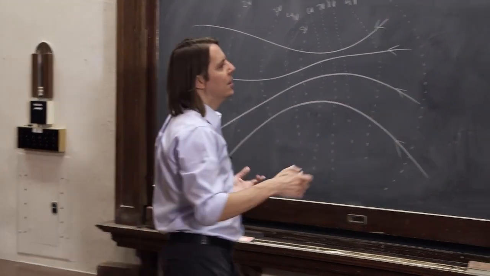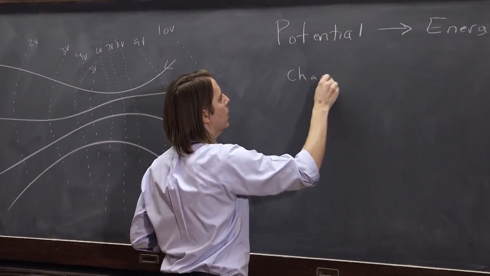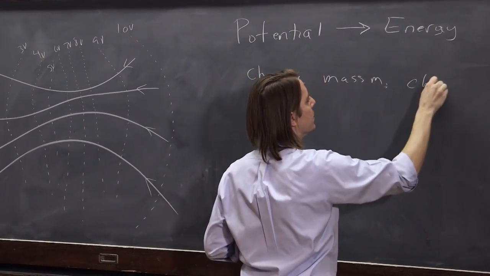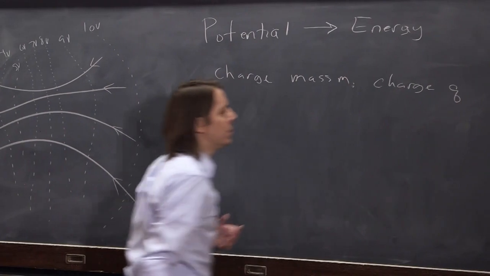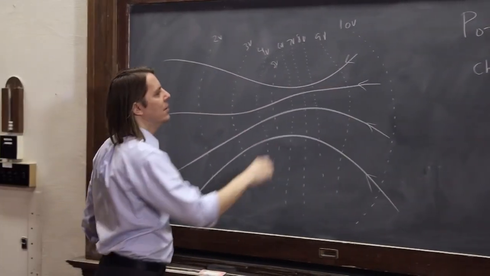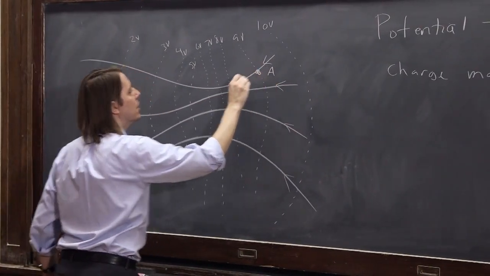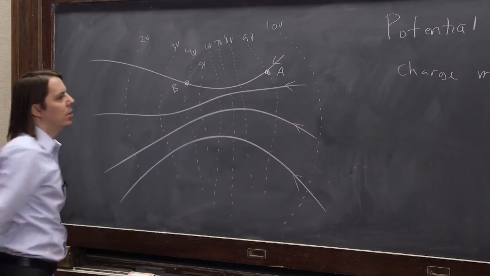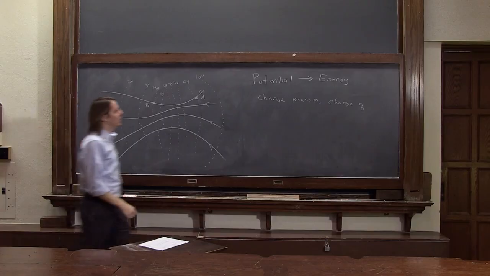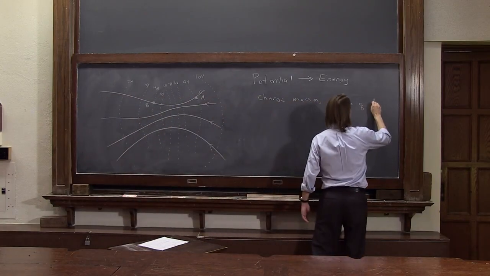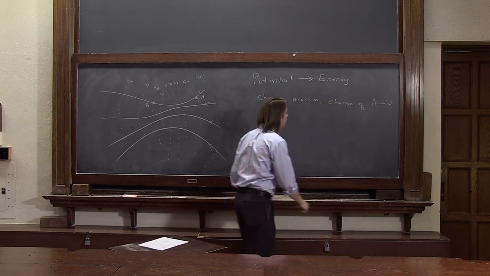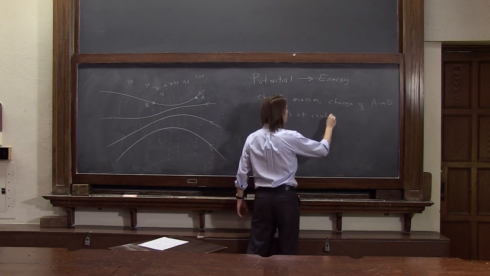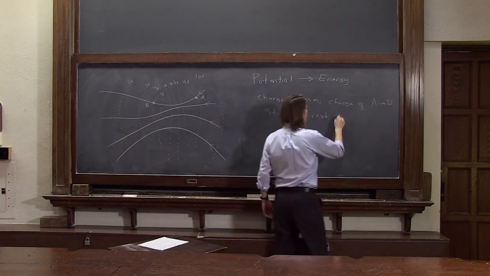So let's imagine a charge of mass m and charge q goes from point A to point B. Let's say it goes from here, and it just flies along somehow and gets to here under its own volition. So this charge, mass m, charge q, goes from A to B and starts at rest. So how fast will it be?